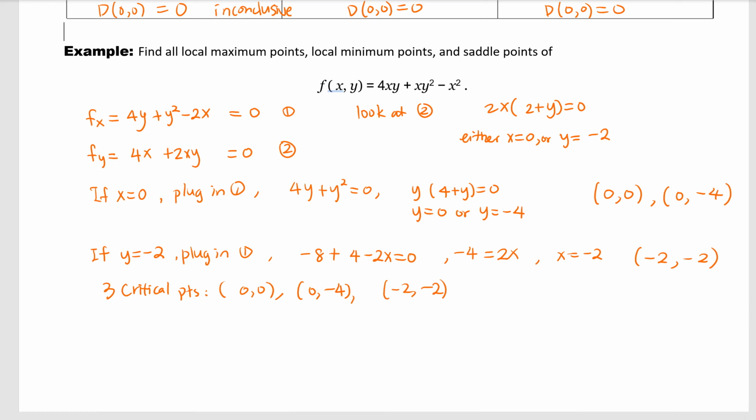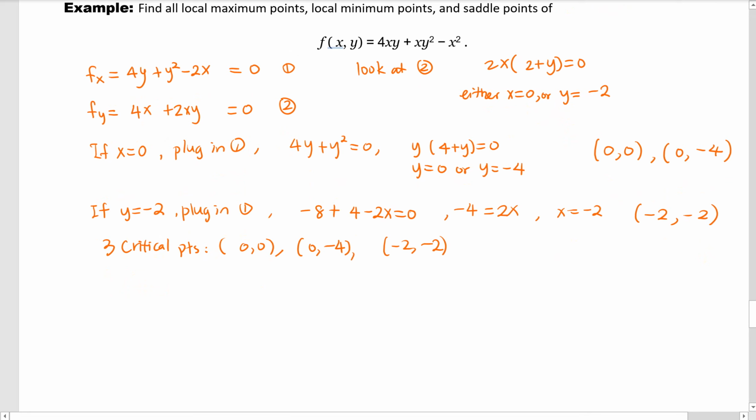Sometimes when you solve a system of equations, you might find many critical points, and then at each critical point we need to test D. Let me use a different color here. So fxx is the derivative with respect to x, which gives negative 2. fyy, take the derivative of fy with respect to y, we have 2x. fxy, take the derivative with respect to y, 4 plus 2y. Let's see here.